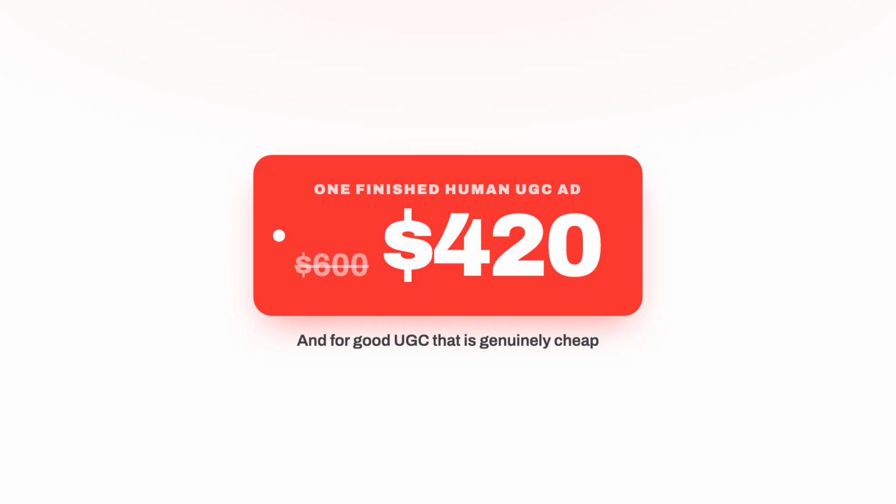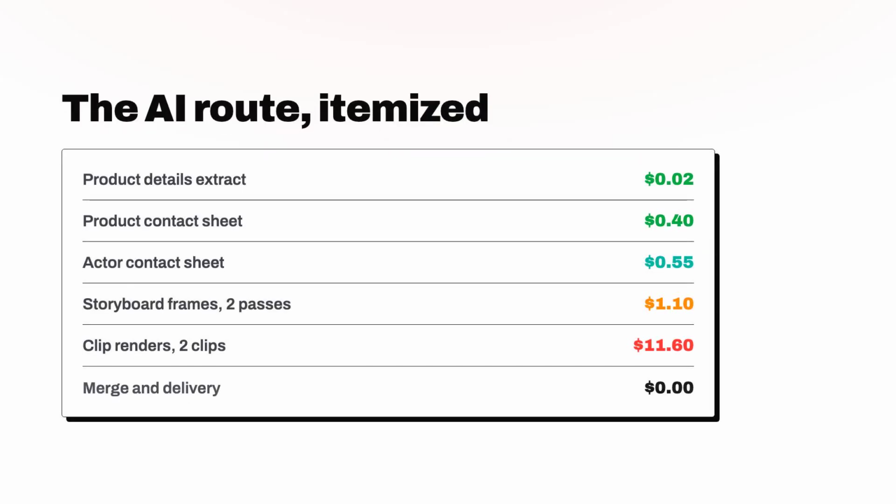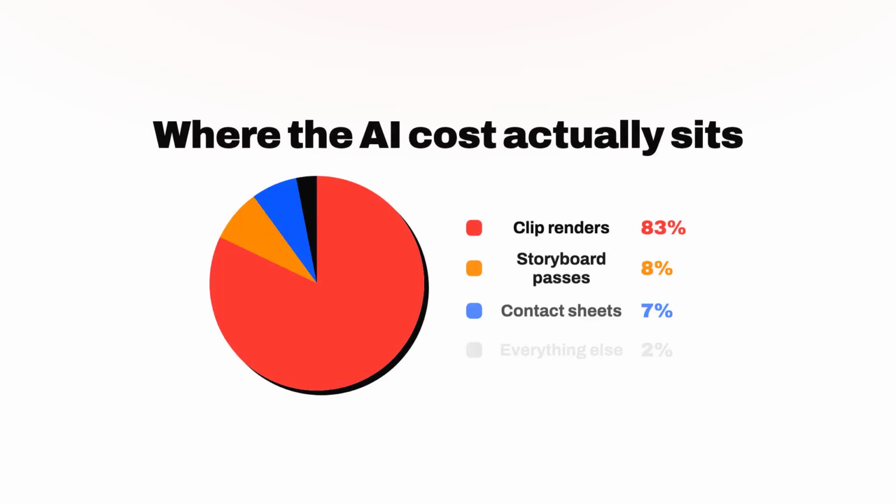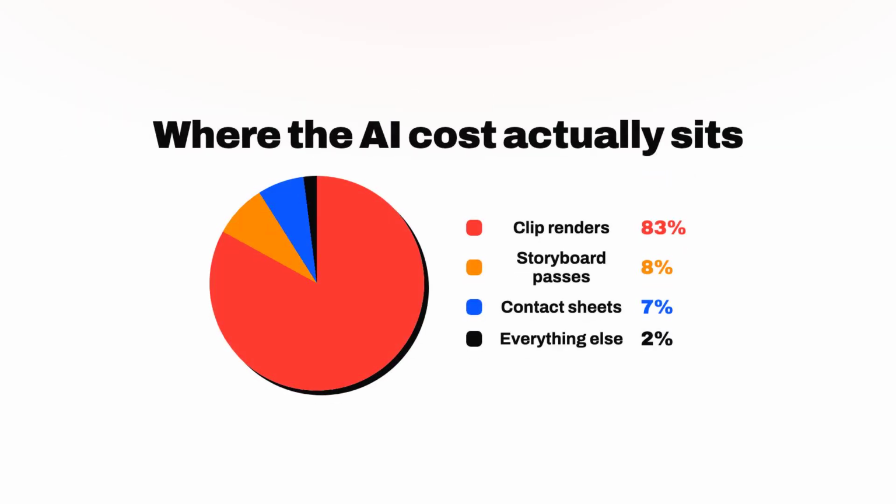I'm not complaining about that price at all. The AI side. Details, sheets, storyboard passes, then the actual clip renders. The renders are the only genuinely expensive line, everything else is rounding. Where that cost actually sits, 83% of it is the video renders. Everything else is basically free, which is exactly why being fussy before the render is such a good deal.